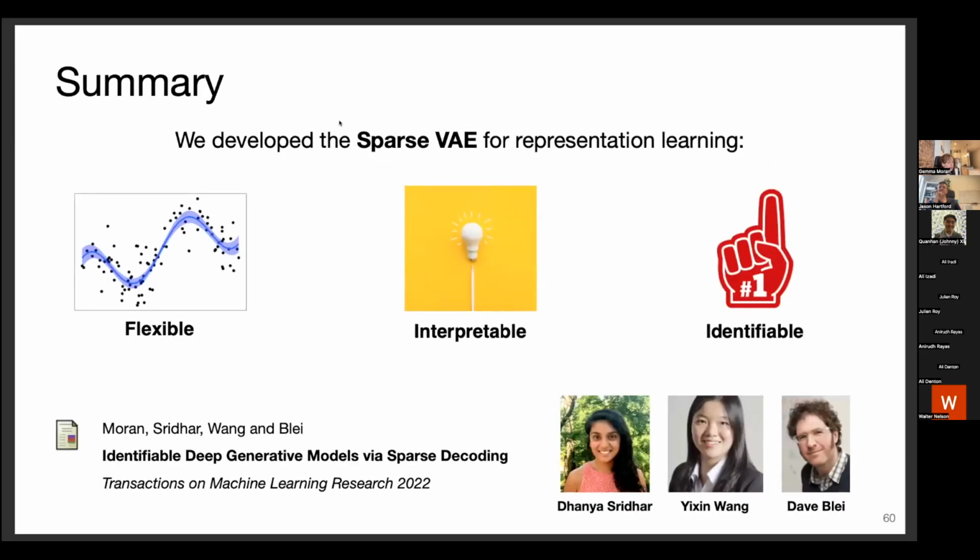So in conclusion, we developed the sparse VAE for representation learning. So it's flexible, interpretable, in that sense of edges that I talked about earlier, and identifiable as well. So with that, I'd like to thank my co-authors on this work, Dania Shrita, Yixin Wang, and Dave Blei, and happy to take any further questions.